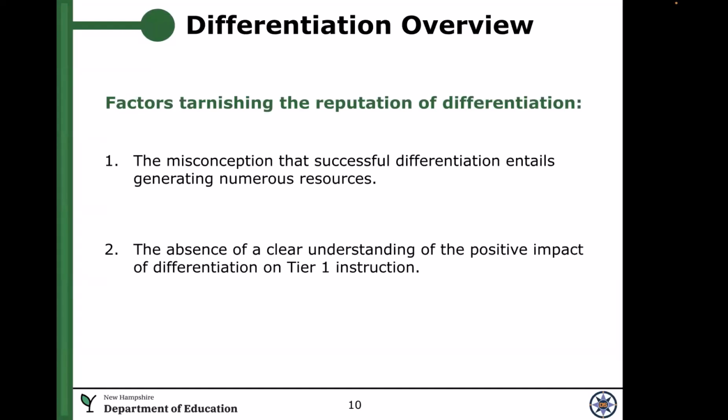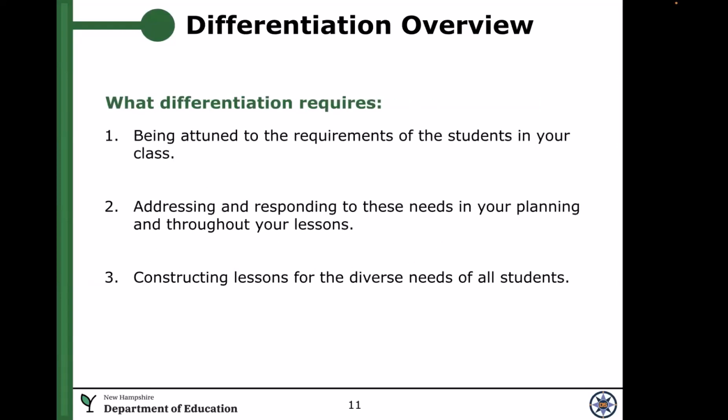Also, when we talk about differentiation, we want to think about tier 1 instruction. We're not just talking about tier 2 and tier 3. We're not talking about just RTI or just intervention. We're talking about tier 1. And when we differentiate for tier 1, that is going to help us mitigate all of those students who are now falling into tier 2 and tier 3.